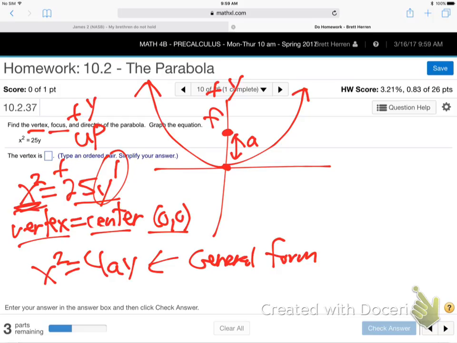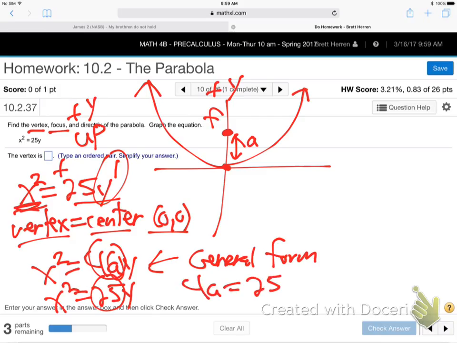So I just got to find this a. Well, what do we really have? We have x squared is 25y. That's our actual equation, right? The form is x squared is 4ay. Remember there's an automatic 4 out there because of what happens when you derive the thing. And then there's a 25, which means 4a has to equal 25.